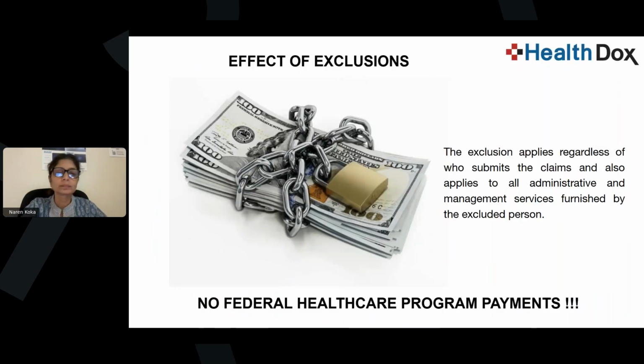Another important thing we need to understand about the OIG exclusion is that this rule applies no matter who submits the claim. If an excluded person is involved in any part of patient care or even administrative work, that means no federal healthcare program can pay for these services. It does not matter whether the claim is submitted by a hospital, clinic, billing company, or any other provider. If this party is excluded, then even behind the scenes, the service becomes non-billable to these programs.